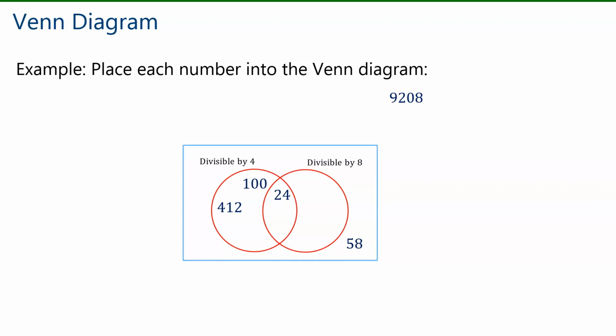Now lastly, we have 9,208. We just need to focus on really the last 3 digits if we're trying to see if it's divisible by 8. So I can divide it by 2 once, and I can divide it by 2 twice, so it's divisible by 4. Can we do it again a third time? Yes, we can, because it's 52, which is even. So this number is divisible by 4 and 8. So that's another one that goes in the center overlapping area. So that's how you can organize data into a Venn diagram.